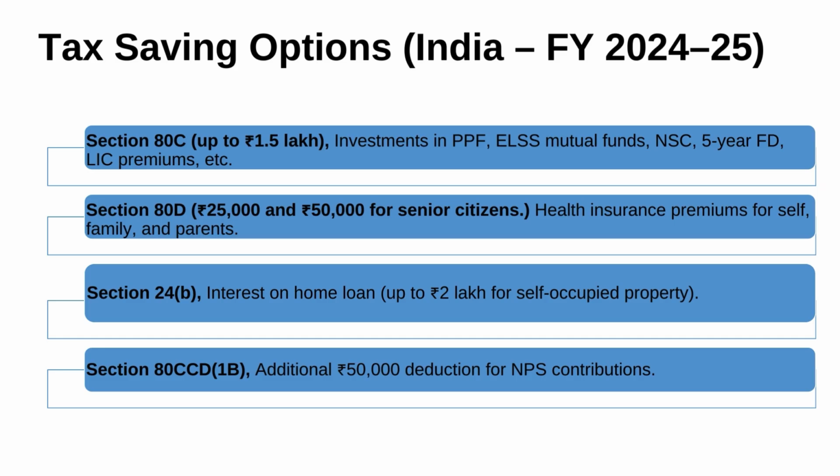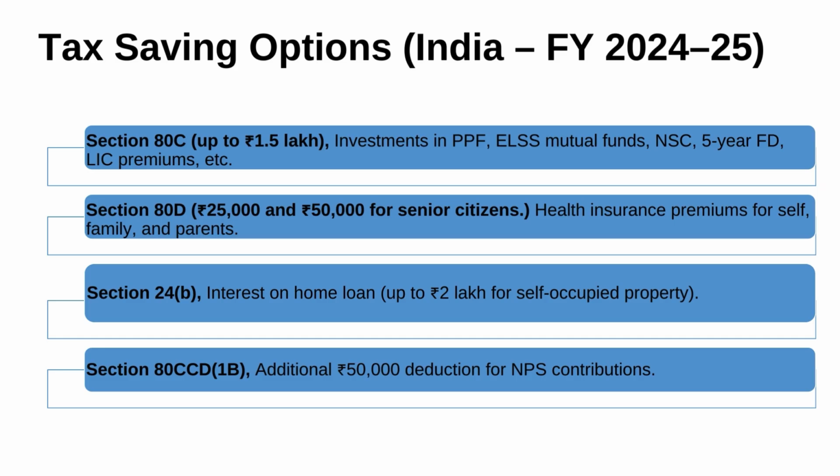Life insurance premium for self, spouse or children. PPF, the Public Provident Fund, is also covered under this category. Then we have the ELSS, Equity Linked Savings Scheme. Then the NSC, National Savings Certificate. The 5-year bank fixed deposit. Then the EPF, Employee Provident Fund. Tuition fees for children is also covered under this category. And finally, principal repayment on home loans. All these come under the category of section 80C.